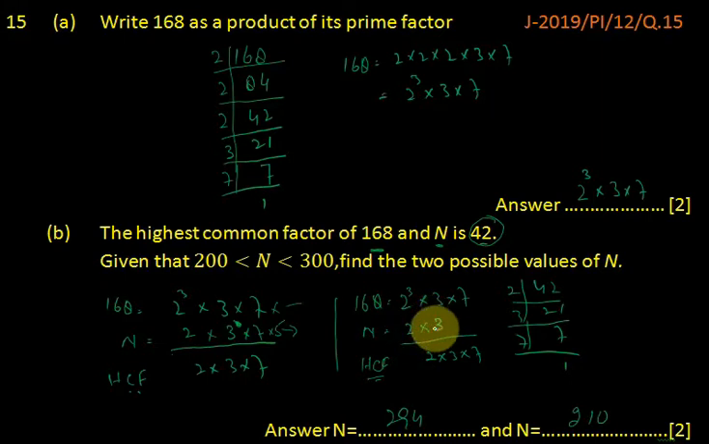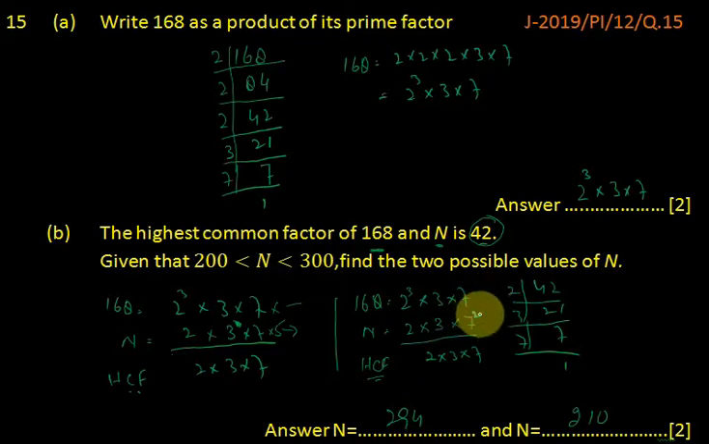3 is there, or 3 square may be here, or 3 to the power 3 may be there. There is a possibility that this 3 is taken from 168, and the possibility of 7 is there. But when we multiply these 3 numbers, it does not come within the range of 200 to 300. 7 times 3 is 21 and times 2 is 42, it becomes 42. So we must use some power.